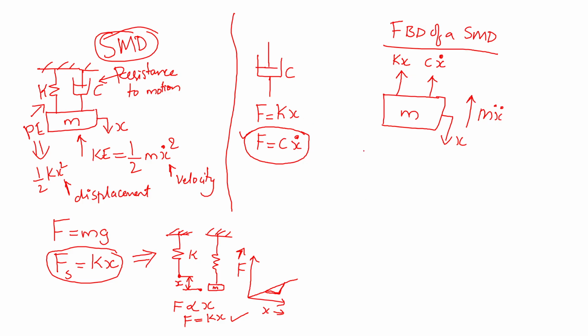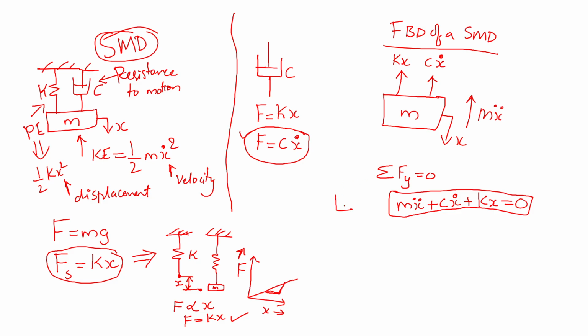If you want to write the equation, you have to take the summation of forces in the y direction equal to 0. According to D'Alembert's principle, we can write m x double dot plus c x dot plus k x is equal to 0. Basically this is called the equation of motion, EOM. So this is the equation of motion.